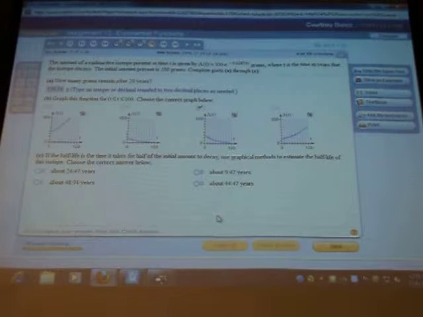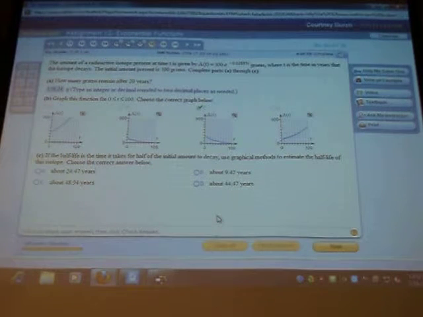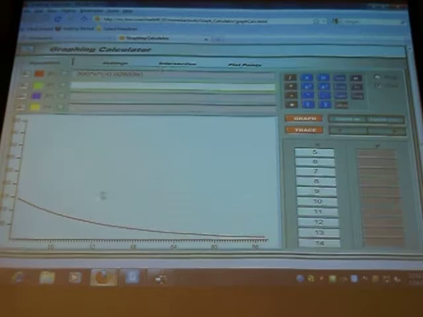Well, in order to figure out half the original amount, I need to look at what my original amount is. My original amount, or initial amount, is 300. So half of that would be 150. So what I want to do is say, where would this graph intersect half the original amount? So half my original amount is 150. Yours may be different if your original amount is different.